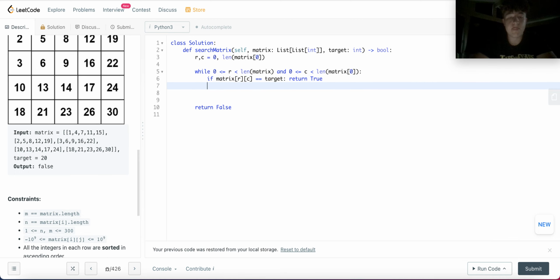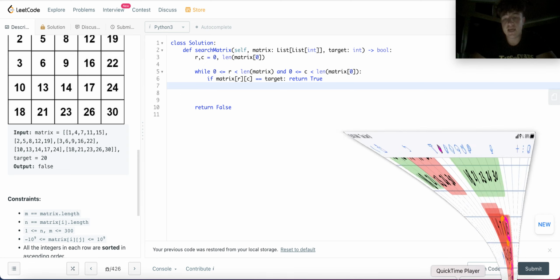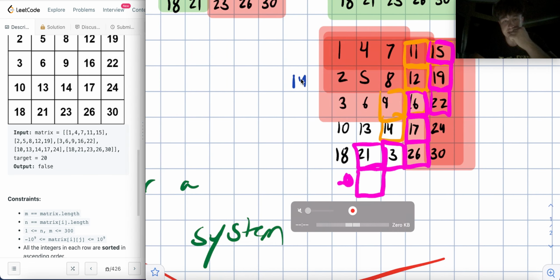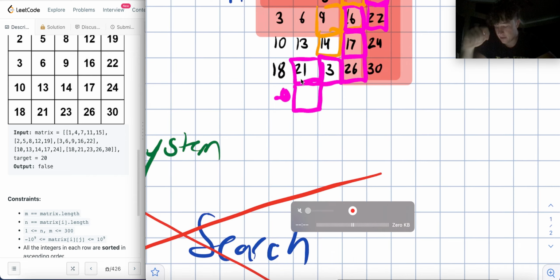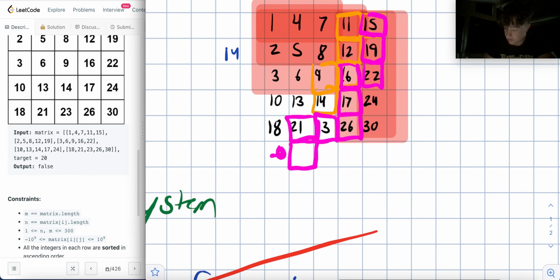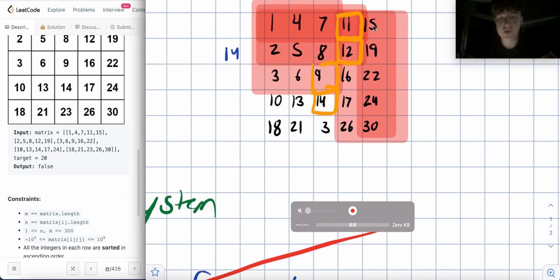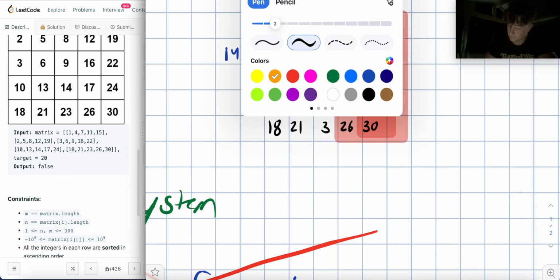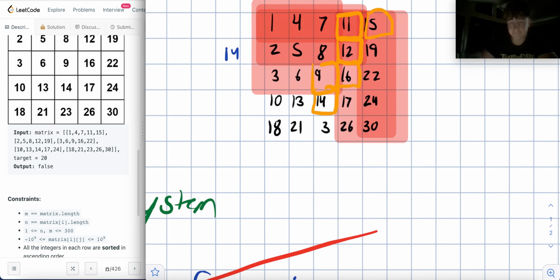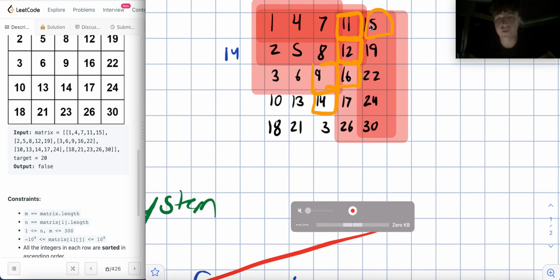Otherwise, how do we modify this system? Let's delete all this purple. This is very surgical here. Okay, we're looking for 14 in the system here, right? We looked at 15, and what did we do? We said, okay, the value we're looking for is less than the current value in the system. So let's do that first.